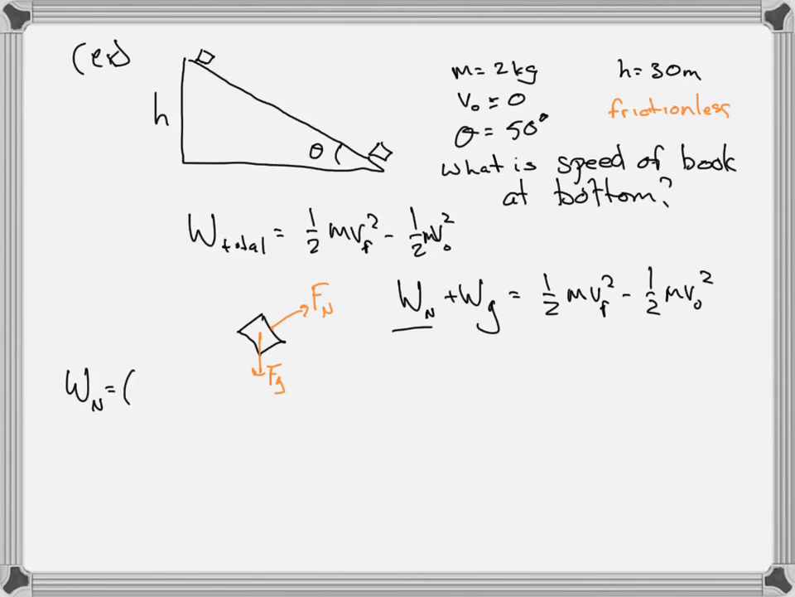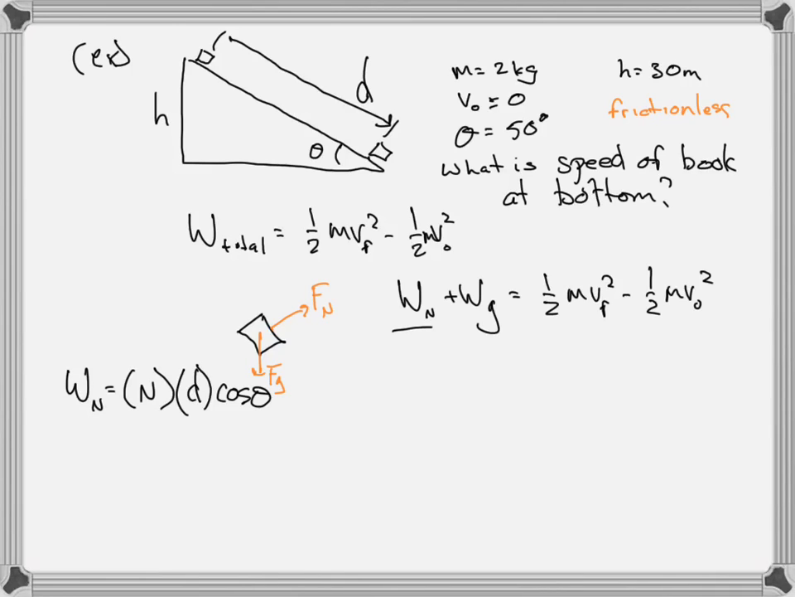The work done by the normal force is the magnitude of the normal force times the displacement times the cosine of the angle between the normal force and displacement. But now wait, what's the displacement? Well, the displacement starts here and it finishes here. So the displacement vector is that one, d. That's my displacement vector. And so what is d? The magnitude of d is, but wait.